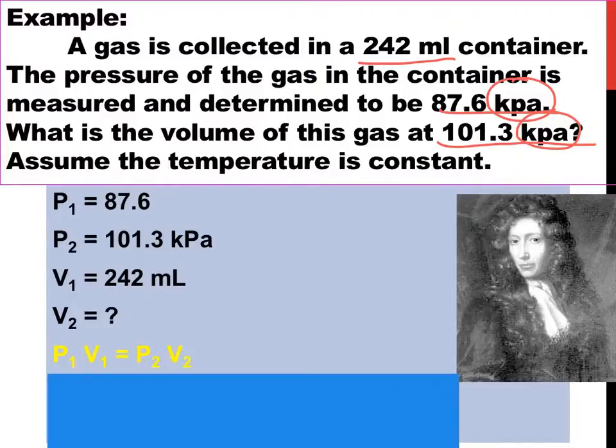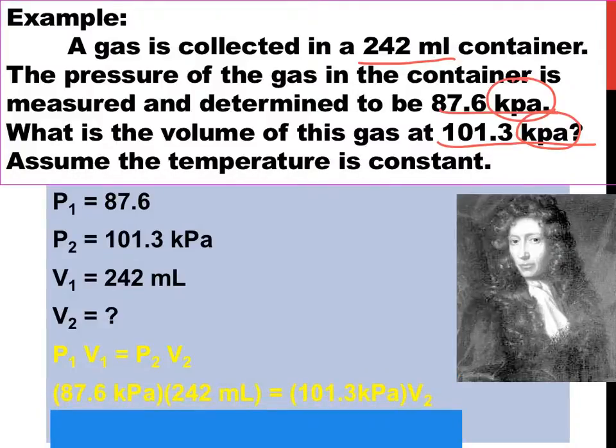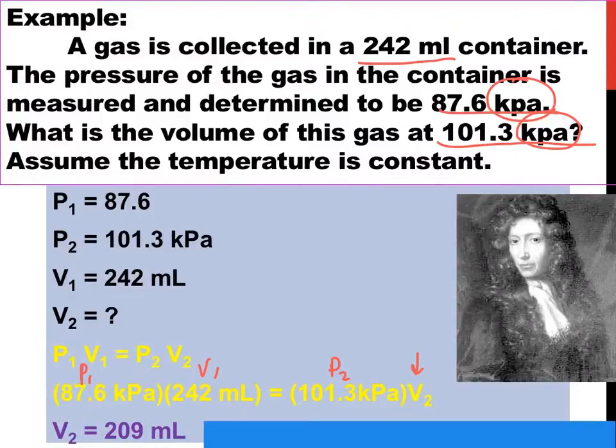And so it's just a matter of taking these numbers and plugging them into this equation. So here, the numbers plugged into the equation. You have your pressure 1, your volume 1, pressure 2, and then we're looking for V2. So after plugging in and solving, you get 209 milliliters.